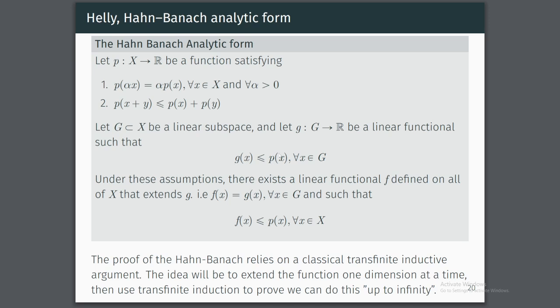What if G is bounded by a certain constant that makes sure it's a bounded operator? Can we make sure that the extension is also bounded? That's where the P plays a role in the theorem. It tells you that if G is, for example, a bounded operator, you can extend it to a bounded operator. It also tells you that if you can replace P by a norm of X, perhaps you can find an extension f that has the same norm as the norm of X.